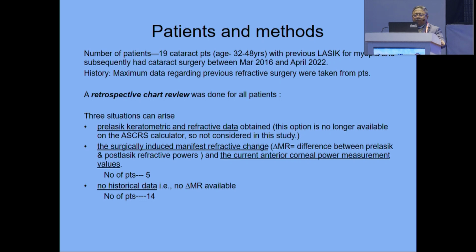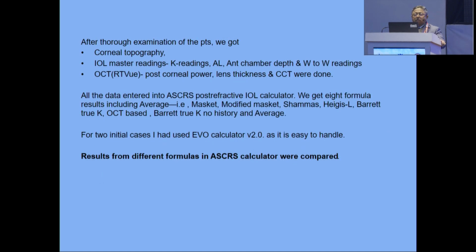Second is surgically induced manifest refractive change, that is the difference between the pre-LASIK and post-LASIK refractive power and the current anterior corneal power measurement value. In this there are 5 patients, and where there is no history data, there are 14 patients. After thorough examination of the patient, we got the corneal topography, IOL Master reading and the OCT readings. All the data are entered in the AIOCMTC post-refractive IOL calculator. We get the 8 formula results including the average, Masket, modified Masket, SAMAS, Haigis-L, Barrett True K, OCT based and the True K with no history and average.